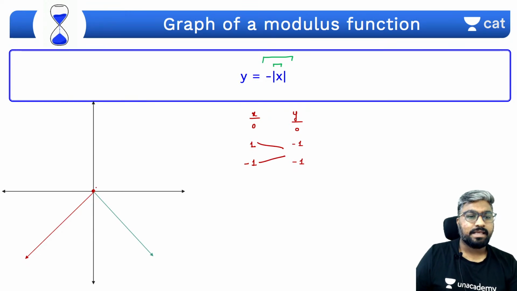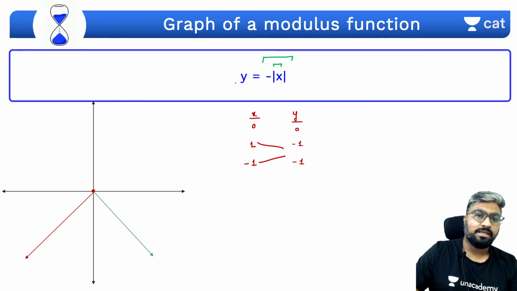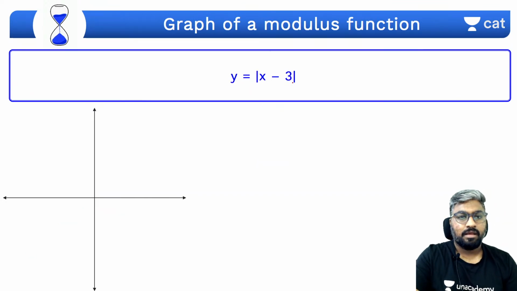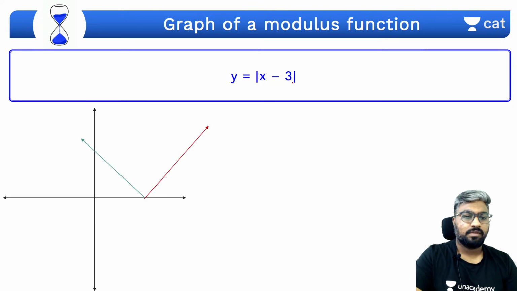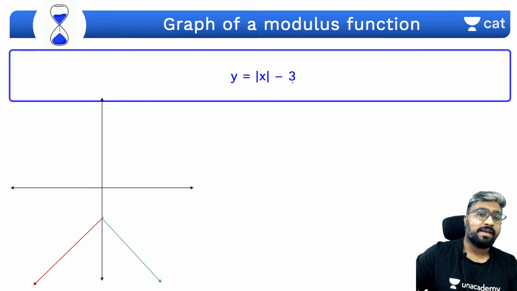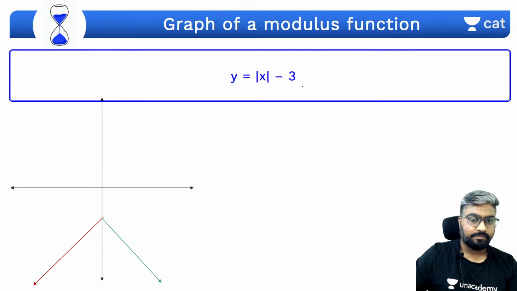This graph opens at the bottom. Why? Because whatever the y value is, it becomes negative. We've seen this modulus x minus 3 already. What happens when modulus x is -3? y is equal to modulus x minus 3.